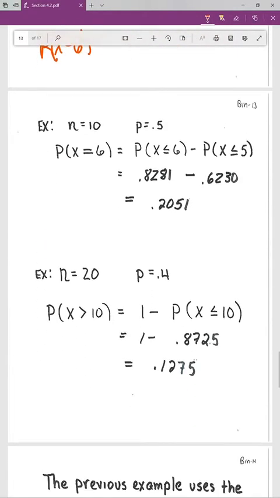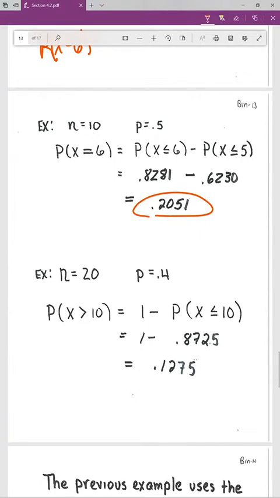All right, let's take a look at another example of this. Let n equal 10 and p equal 0.5. The probability of x equals 6 equals the probability of x less than or equal to 6 minus the probability of x less than or equal to 5. Using the table, the probability of x less than or equal to 6 is 0.8281 minus the probability of x less than or equal to 5, which is 0.6230. Subtract, and we will get 0.2051.